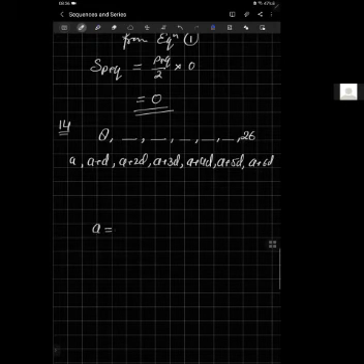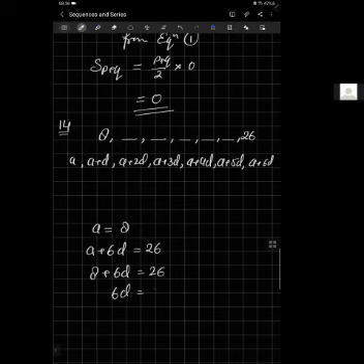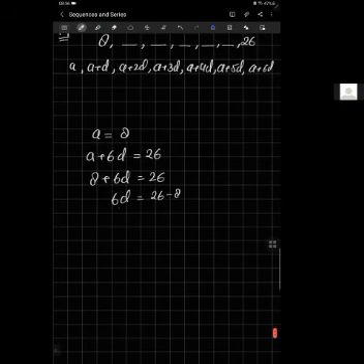A is equal to 8 and A plus 6D equals 26. That is 8 plus 6D equals 26. 6D equals 26 minus 8. 6D equals 18. D is equal to 3.